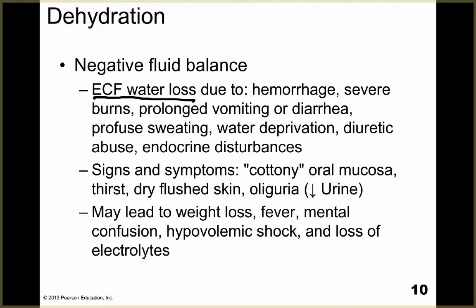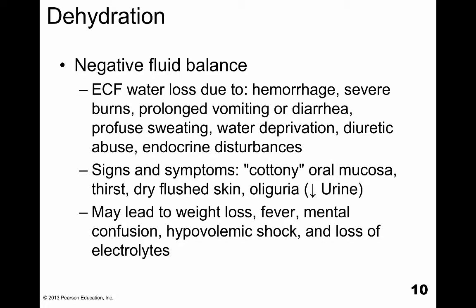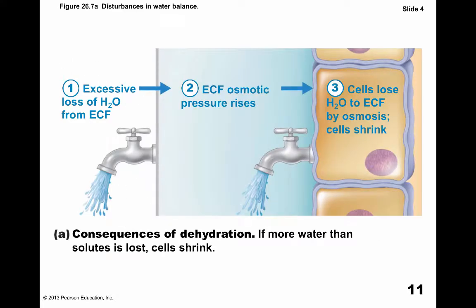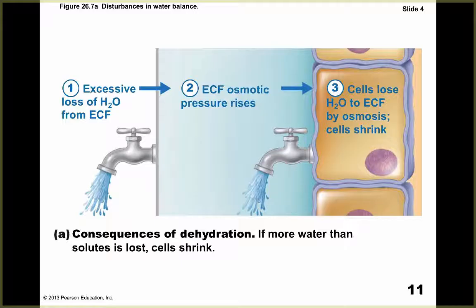A lot of times the signs that you are dehydrated or have this negative fluid balance are cottony oral mucosa, where it feels like your mouth is extremely dry, thirst, dry flushed skin, or oliguria, which is the reduction of urination. It may lead to weight loss, fever, mental confusion, hypovolemic shock, and loss of electrolytes.